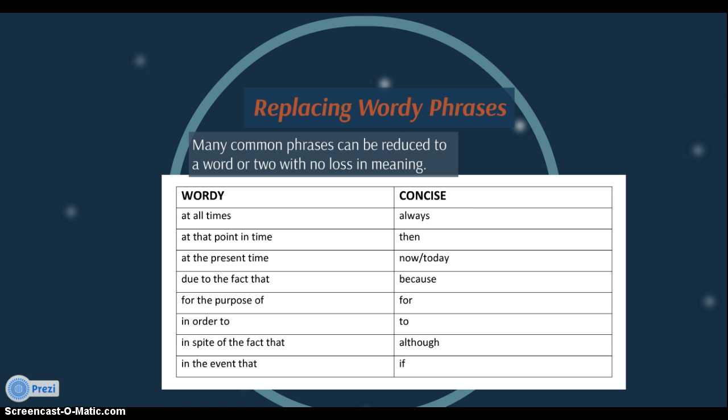Look at this one. This one's got a lot of words. In spite of the fact that can be easily replaced with one single word, although. And finally, the last thing on my list here, in the event that can be replaced so easily by the word if. 2 little letters can replace that entire phrase. So that's about replacing wordy phrases. It's another way to help you get concise.